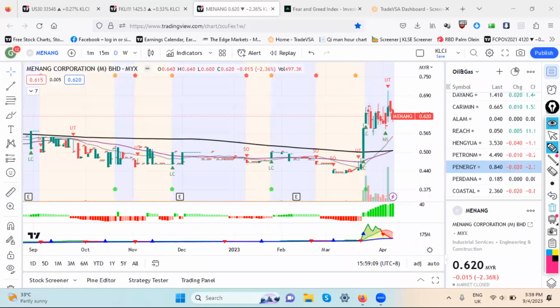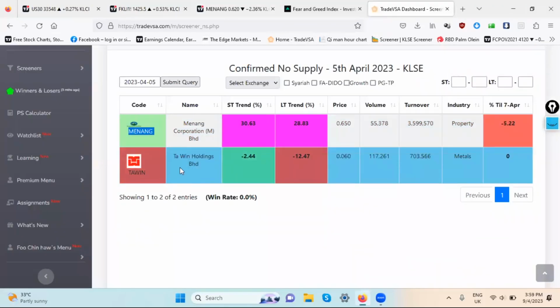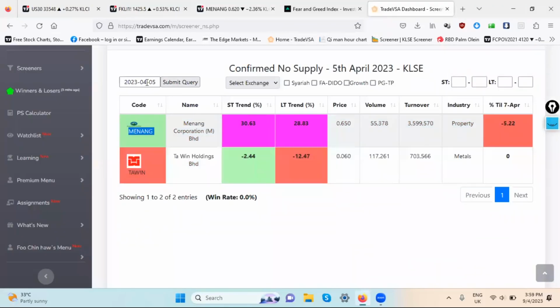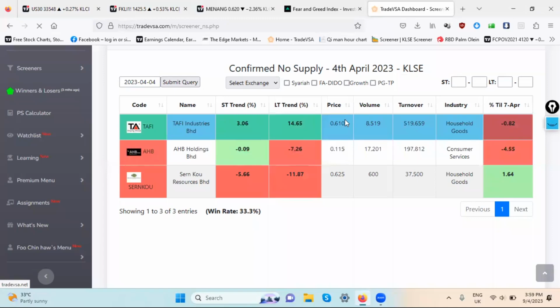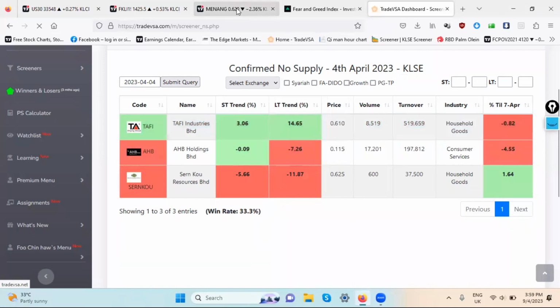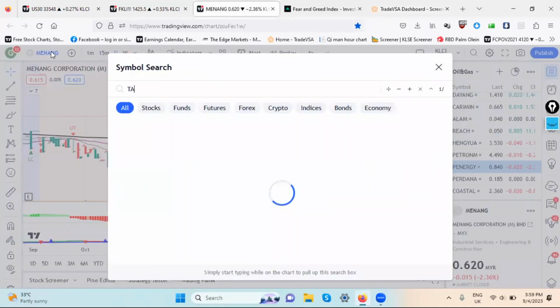This one is from the NS list. Tawin, this is a 6 cent one. We don't want to choose it, because the volume is too low. So it's like in Duffy. We check on Duffy.